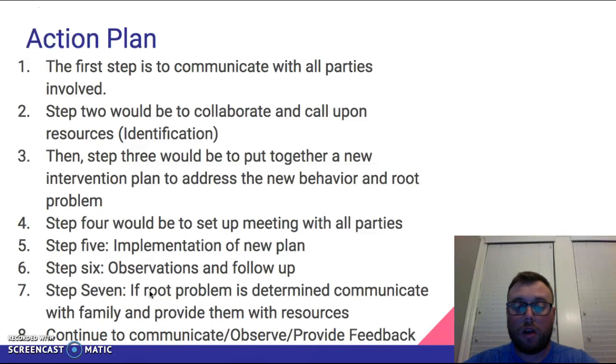Step 7, if the root problem has been determined, we do need to communicate that if it wasn't determined prior. But now that we've implemented this new intervention plan and provided more observations and follow-up, if the problem has been determined, then we need to communicate that with the family, and also provide them with resources that may be able to help them, maybe family counseling or anything like that. Just some suggestions, and some places that might be able to help them in their quest to make sure their student is successful. And then just continue to communicate, observe, and provide feedback.